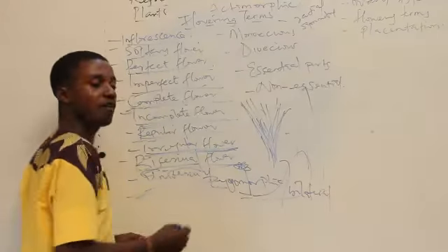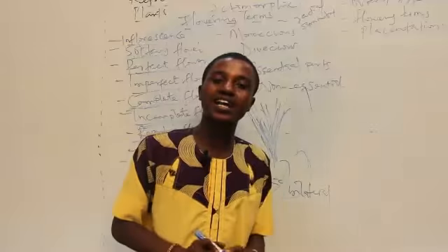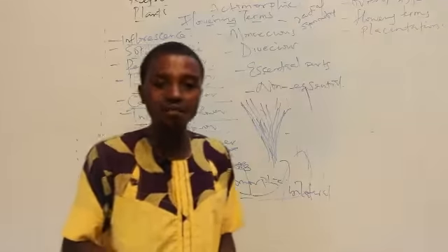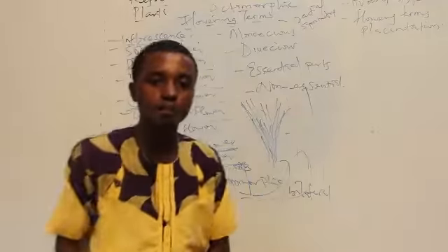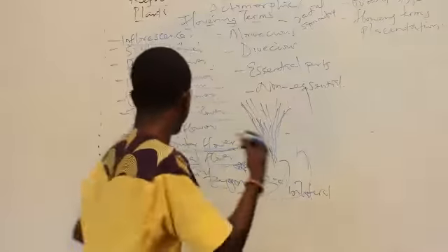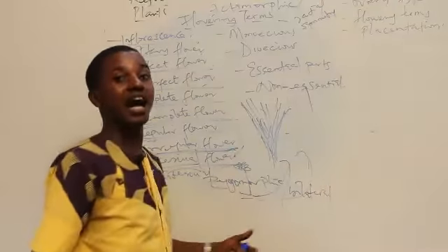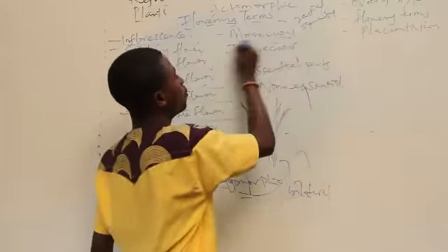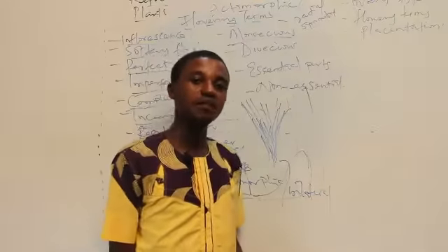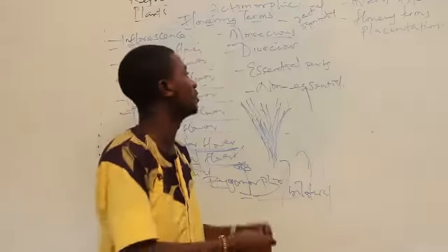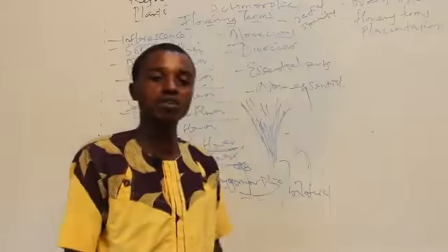What is unisexual flower? A unisexual flower is a flower that has either the male part or the female part. They don't have both. So they are either male or female. Now, bisexual flower can also be referred to as hermaphrodite. Now, what is monoecious? Monoecious can also be called monoecy. As you hear about monoecy, don't get carried away. Monoecious and dioecious. What is monoecious?